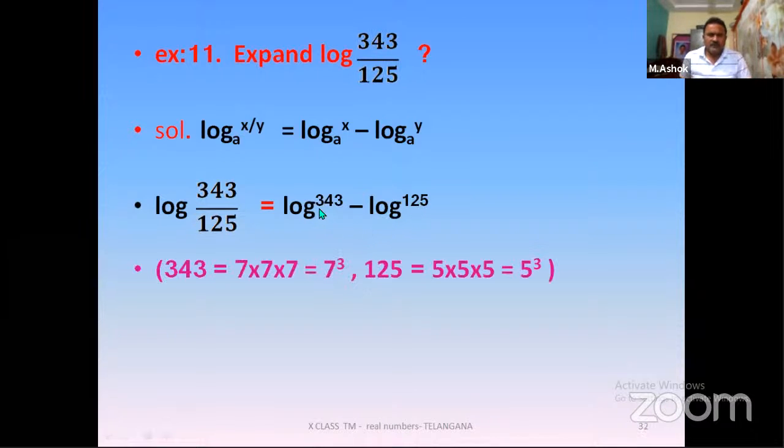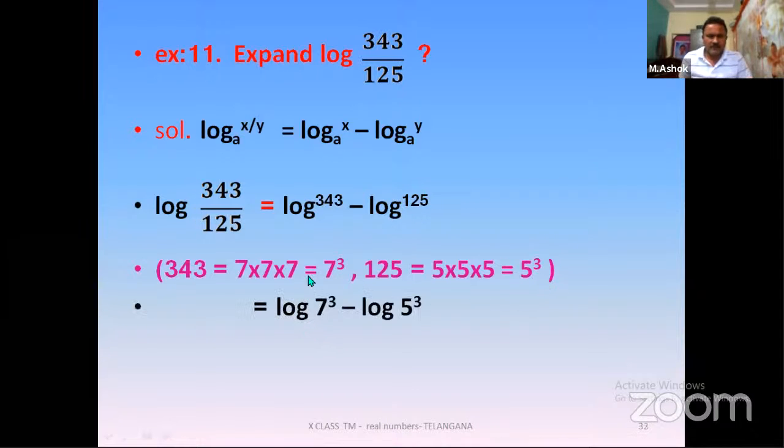Okay. So 343 can be written as 7 cube, 343 is 7 to the power of 3. And we know 125 is 5 cube. So instead of 343, write 7 cube, and for 125, write 5 cube. I am writing 7 cube in place of 343 and 5 cube in place of 125.